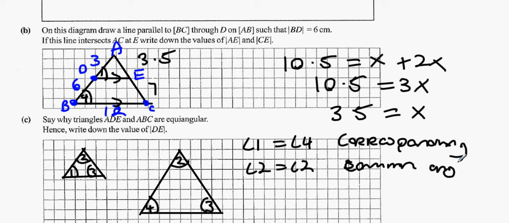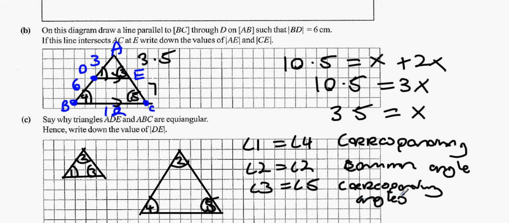And finally, angle 3, or sorry, not this, that's not angle 3, that'll be angle 5. So this here is angle 3, and this one here is going to be angle 5. Angle 3 equals angle 5 because they're corresponding angles. Alright, hence they're equiangular.